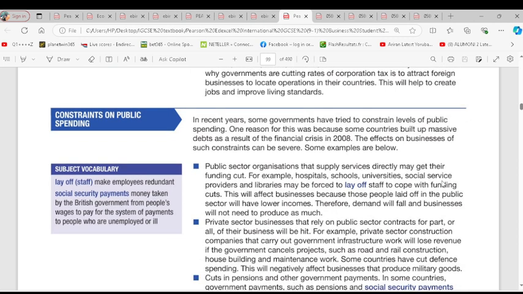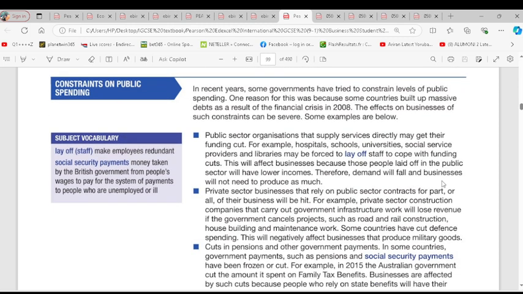So we go to constraint on public spending. In recent years, some governments have tried to constrain the level of public spending. One reason for this was because some countries built up massive debts as a result of the financial crisis in 2008. The effect on businesses of such constraint can be severe. Some examples are below. Government wants to reduce their spending. So why is government reducing spending?